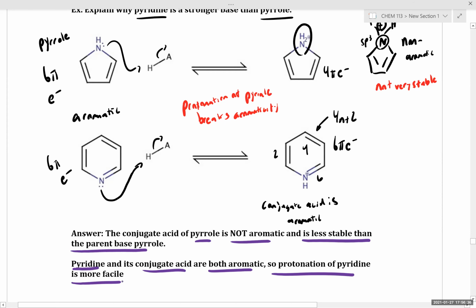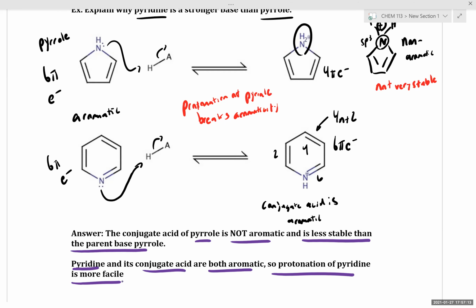A key thing I want you to keep in mind: when you break aromaticity, especially via a protonation step, you in turn limit the basicity of that lone pair if it's participating in conjugation, or you make your molecule less likely to undergo protonation or reaction if it breaks aromaticity. Does that idea make sense? Does everyone see why pyridine is more basic?